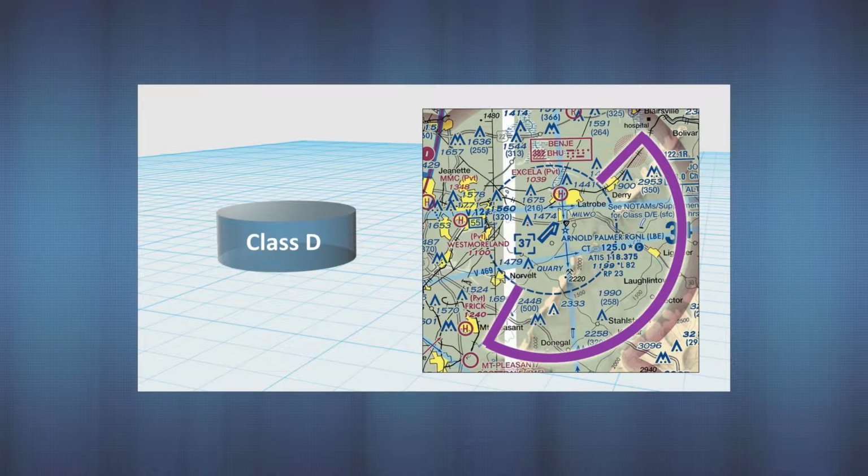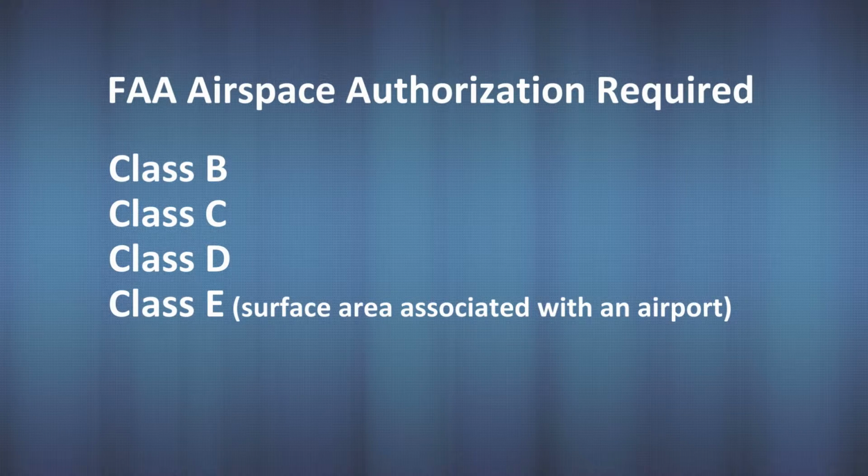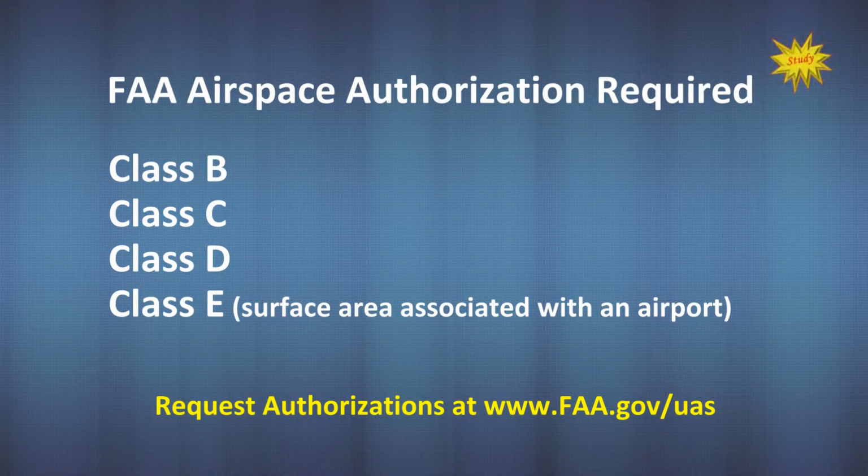Now note this dashed magenta border just outside of the Class D. This represents Class E that starts at the surface. Because the Class E surface area is associated with an airport, you'd have to get an authorization from the FAA to operate there. Here are the rules for remote pilots. You must have an airspace authorization to fly inside of any Class B, C, D, or Class E surface area associated with an airport.